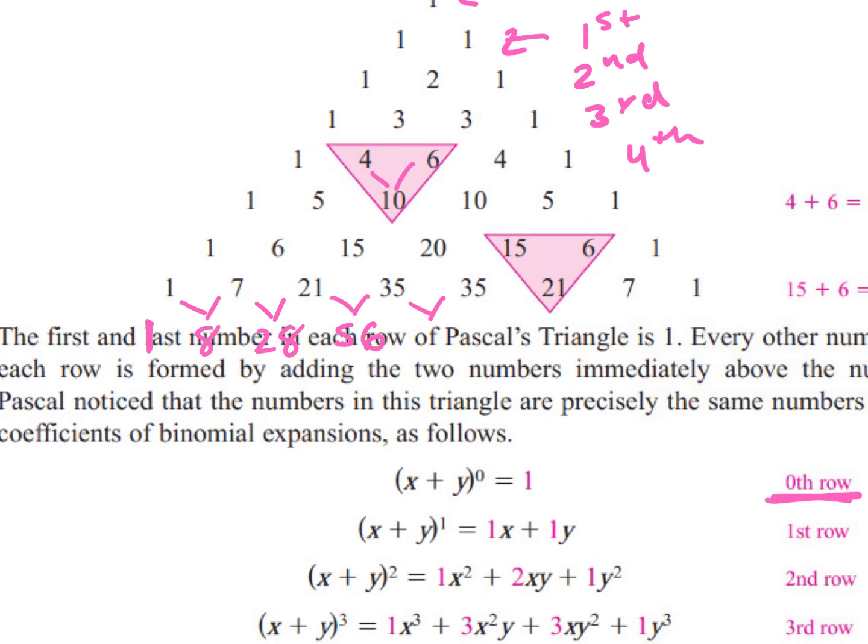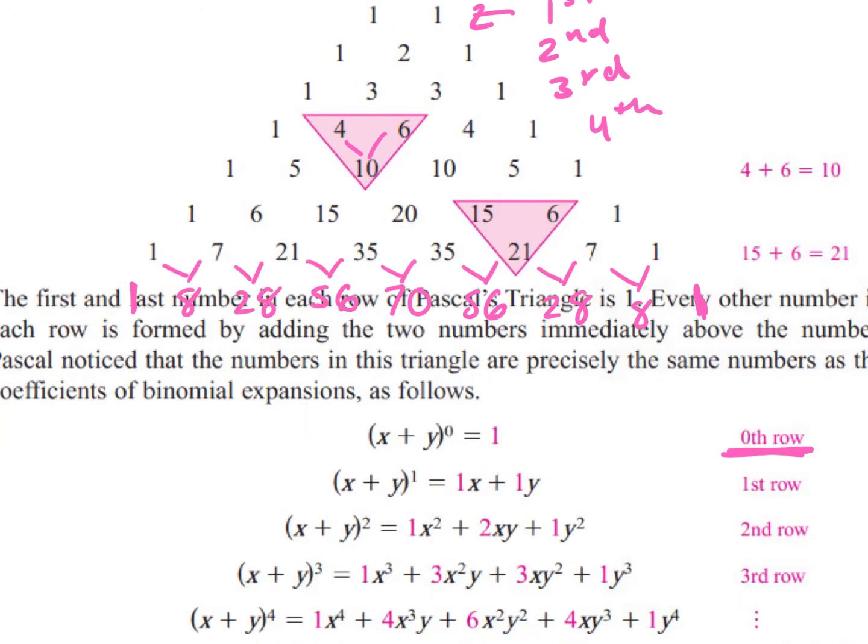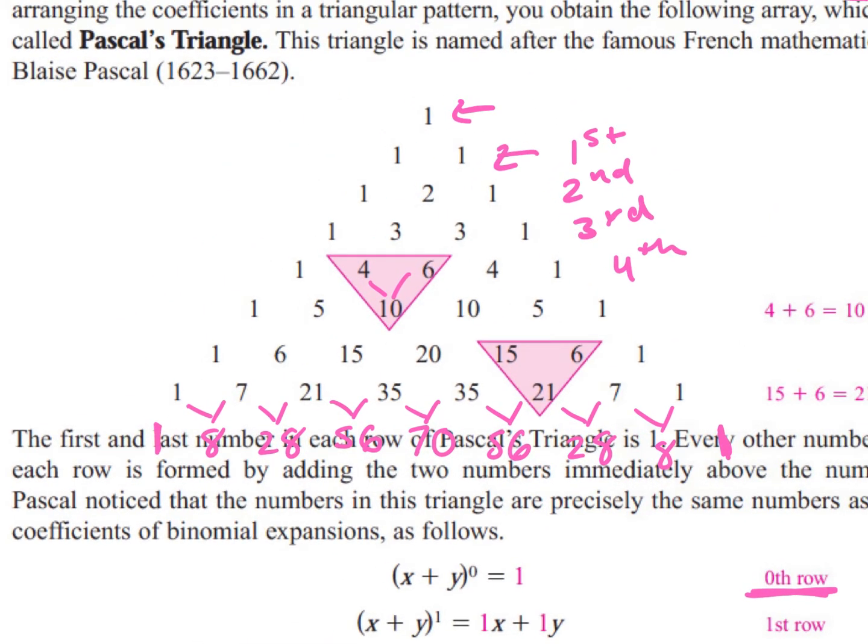35 plus 35? 70. 35 plus 21? 56. 21 plus 7. And 7 plus 1. And then you end with 1 also. So in our triangle, every row starts with a 1.